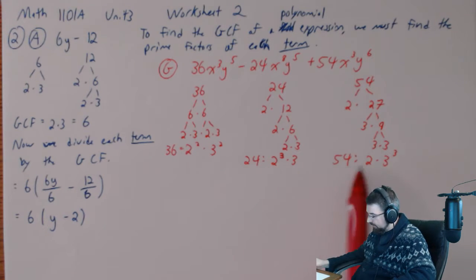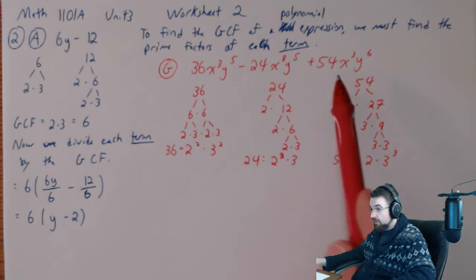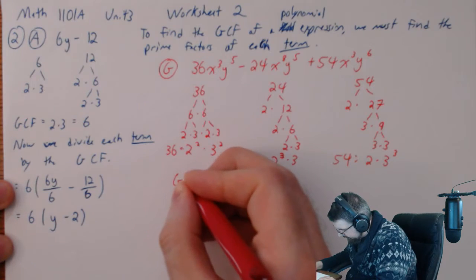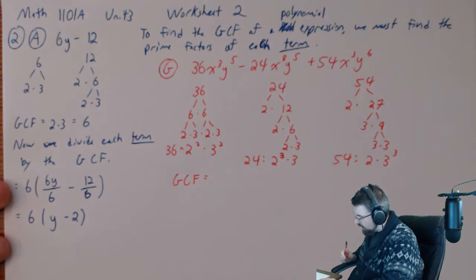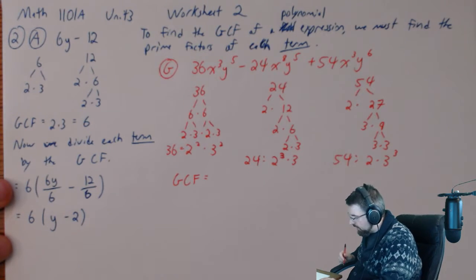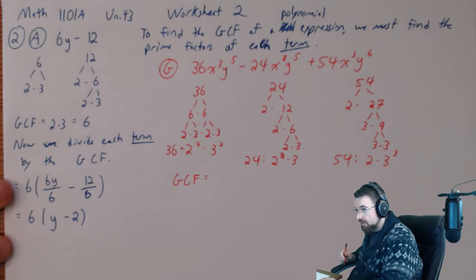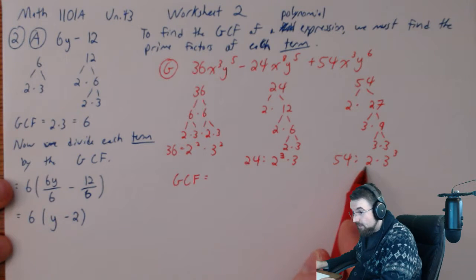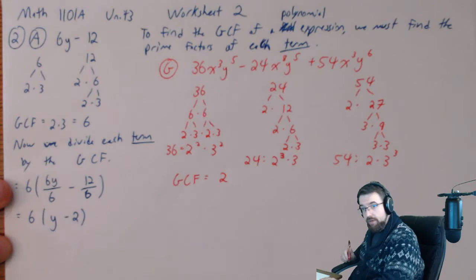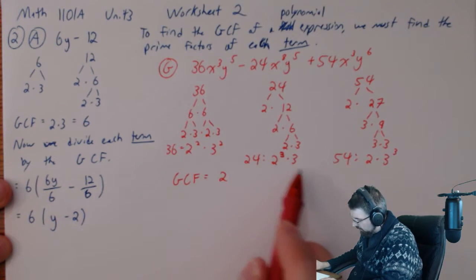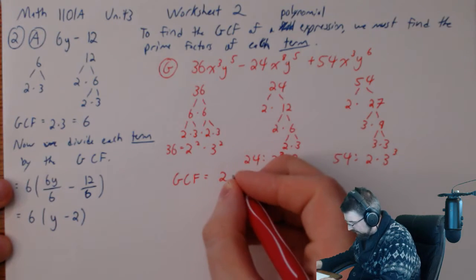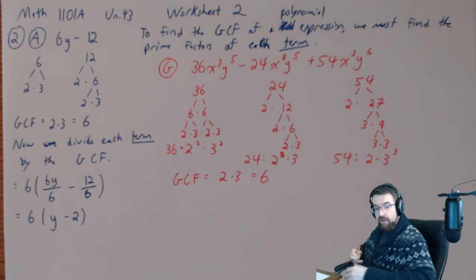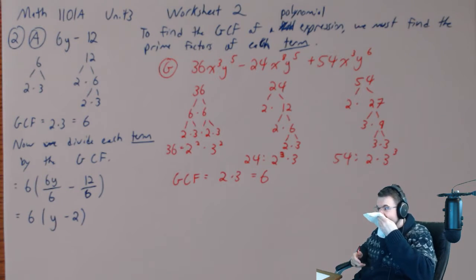So here we have our 3 coefficients broken down into prime factors. Now we can find the GCF. Again, the GCF is going to be the number that is in common. So we have 2 2's here, 3 2's here, and 1 here. So there's 1 2 in common amongst all 3. 2 3's here, 1 3 here, and 3 3's here. So we have 1 3 in common amongst all of them. So our GCF is 6. So we know that we can divide each of these by 6.